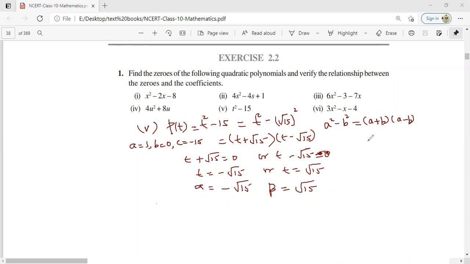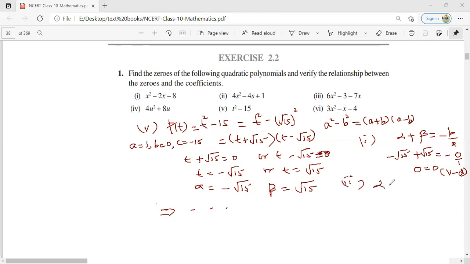Now verification. First verify the first one. The zeros are minus under root 15 and under root 15. Alpha plus beta is equal to minus b upon a. Alpha is minus under root 15 plus under root 15, which is equal to minus b upon a. b is 0, and 0 upon 1 is 0. Minus under root 15 and plus under root 15 cancel, so 0 equals 0. Therefore, it is verified.